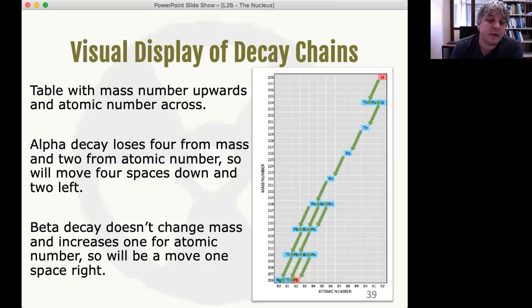So we draw both on, and you'll see that this starts to occur quite a lot, these different branches. So there are actually a whole bunch of different pathways you could take. But regardless, you always end up at lead-206. We always end up with the stable isotope lead-206.